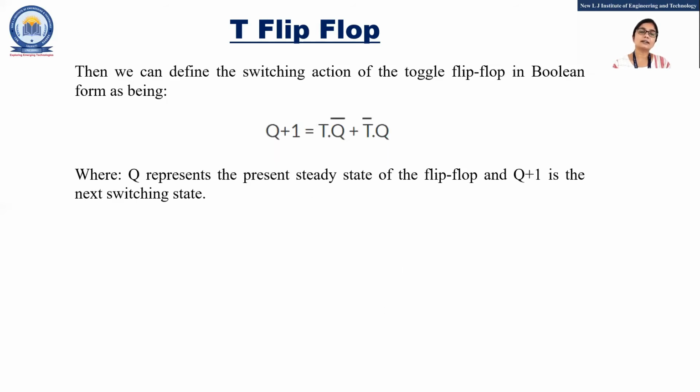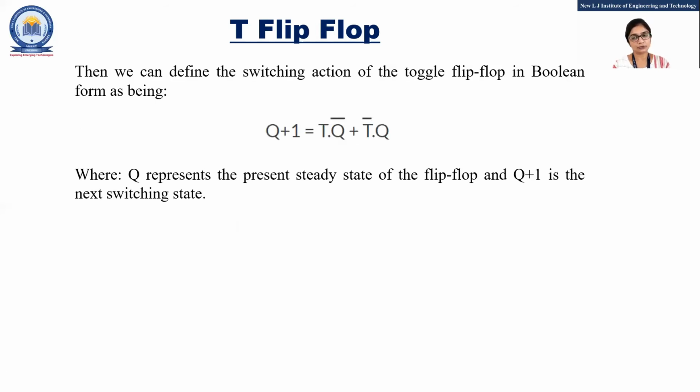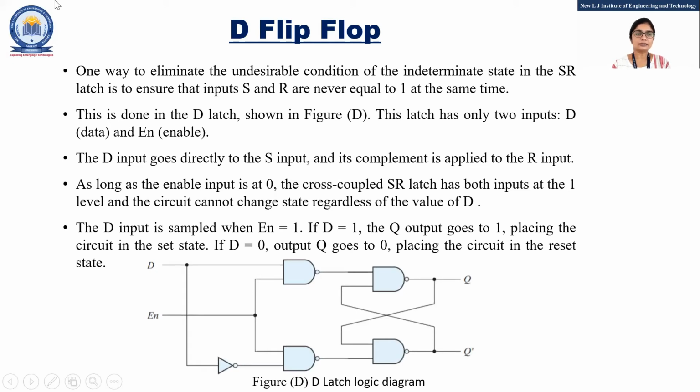This is the characteristic equation of the T flip-flop, that is T Q bar plus T bar Q. Means simply whenever T is 1, it will give toggle output, and whenever T is 0, it gives same output. So accordingly, there is an equation. Fine. Now we'll discuss D flip-flop.